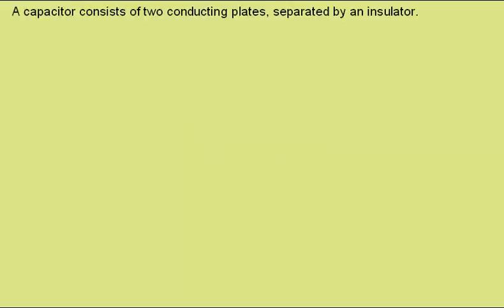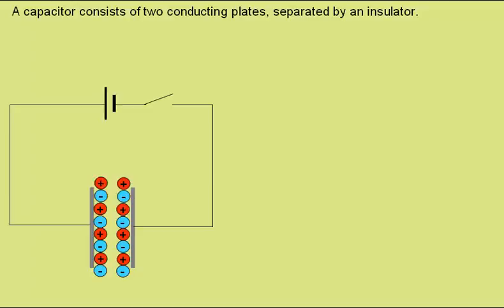Capacitors. A capacitor consists of two conducting plates separated by an insulator. Here we have a simple diagram showing the two capacitor plates, both initially with zero overall charge. They have the same number of positive as negative charges.